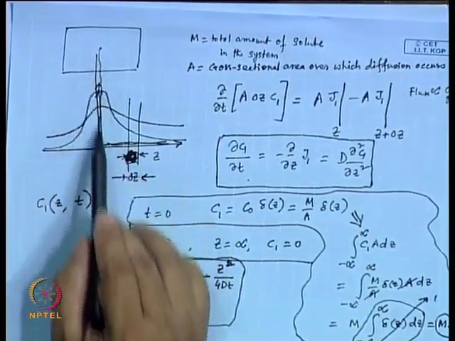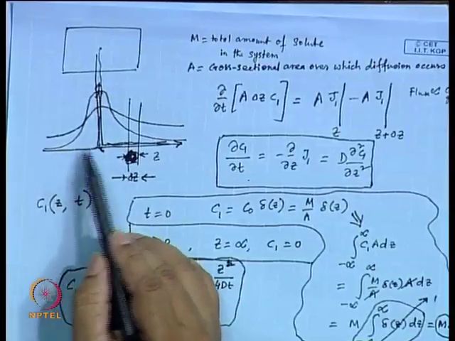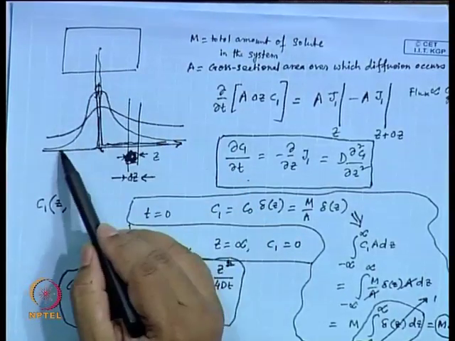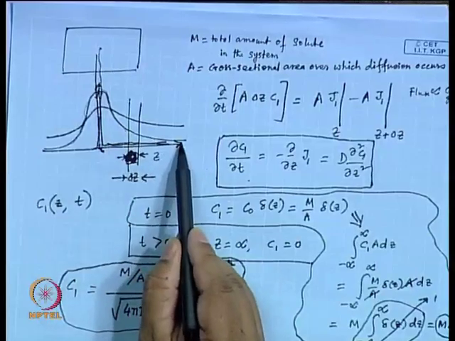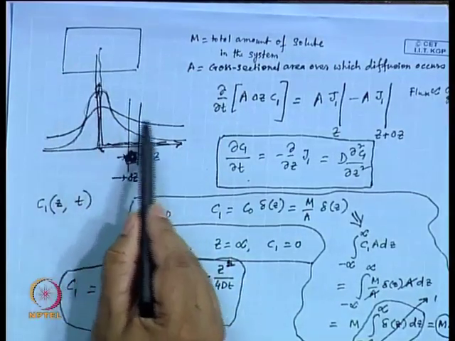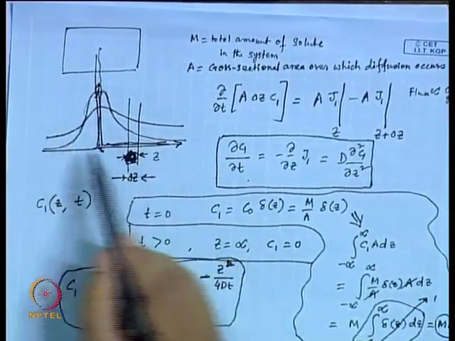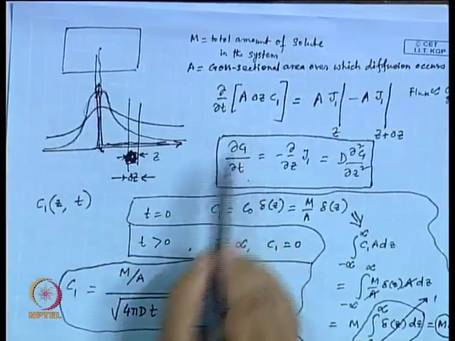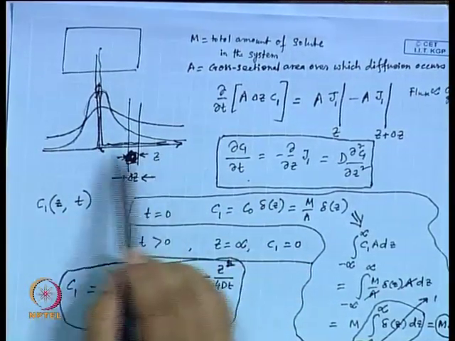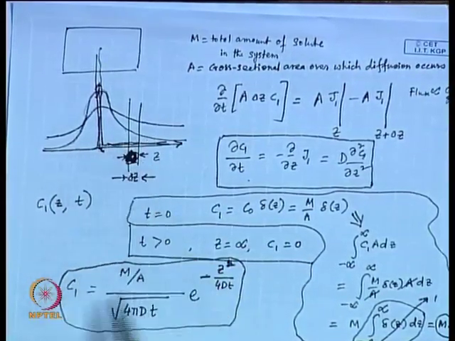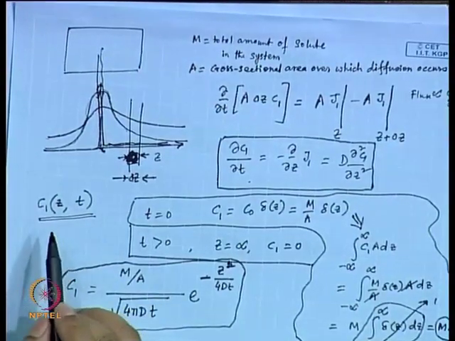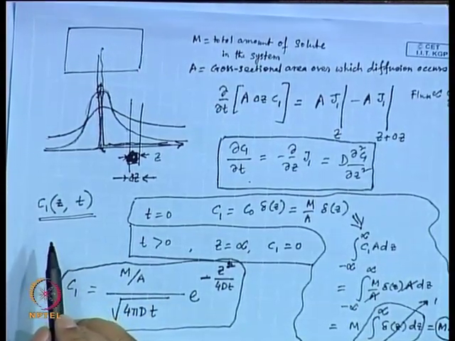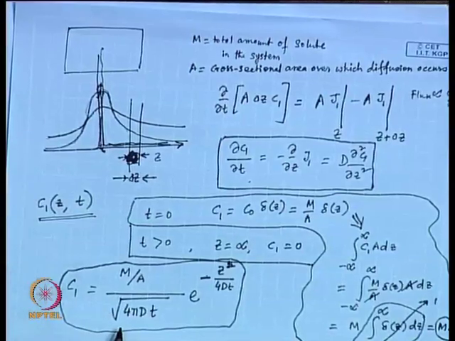Initially it was a Dirac function. As time progresses, the next one is this one, and the next one is this one, and probably at t equal to infinity, the entire concentration would become uniform. So, with time and with space the concentration changes. So, you need to know the functional form for C1 of z and t, and that functional form is given here.